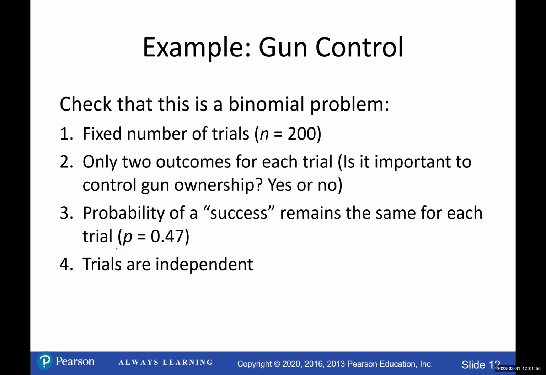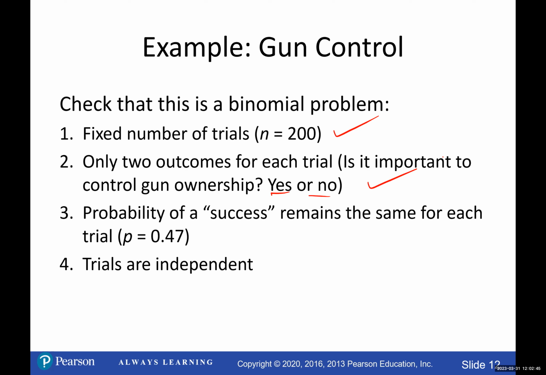First, I have to check if this is a binomial problem. Because if it's not binomial, I don't want to use the binomial formula to do it. So first property, is this a fixed number of trials? Yes, it's 200. Number 2, are there 2 outcomes for each trial? When you ask, is it important to control gun ownership, you're going to say yes or no. So 2 outcomes, yes.